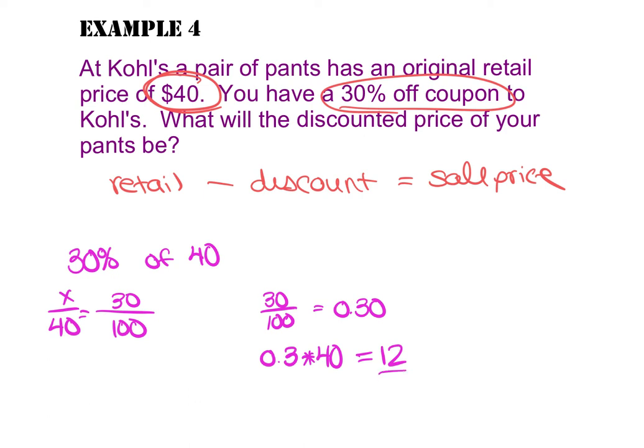What this 12 represents is the amount of money we are going to save. We had an original retail price of $40. Our discount gives us $12 off. That's 30% off. So we're taking $40, subtracting out our discount, and we will pay a sale price of $28.